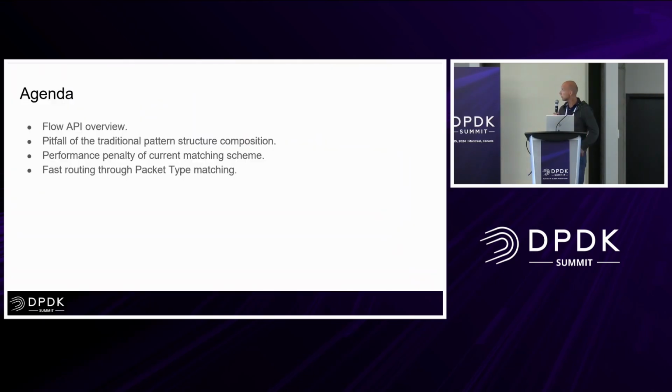Let's start with the agenda. I will give you a brief overview of the Flow API, talk about how it does the matching and how it performs the actions, why it is not always optimal, and how we can improve things. By the end of this topic, I would like your opinion of the Flow API as well, and to see if you have any ideas to improve things.